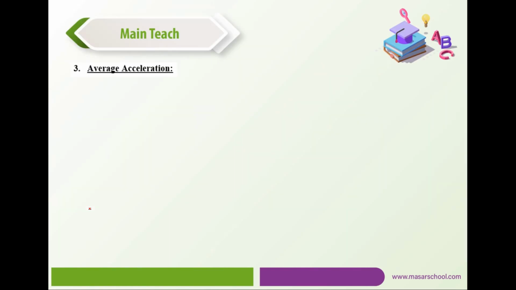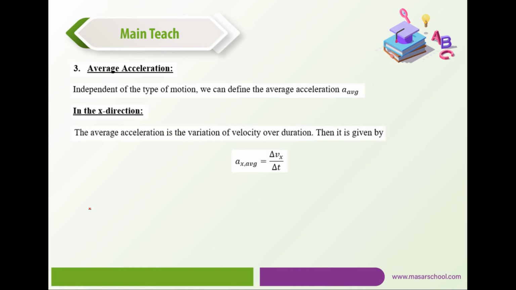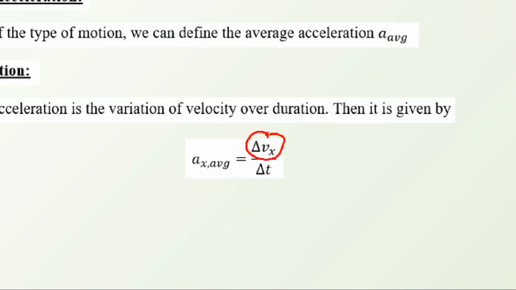Let me recap. We have talked about the average velocity, average speed, and average velocity in the case of constant acceleration. Now we can talk about the average acceleration. This is also independent of the type of motion, and it's given by the variation in the velocity, delta v, over delta t.